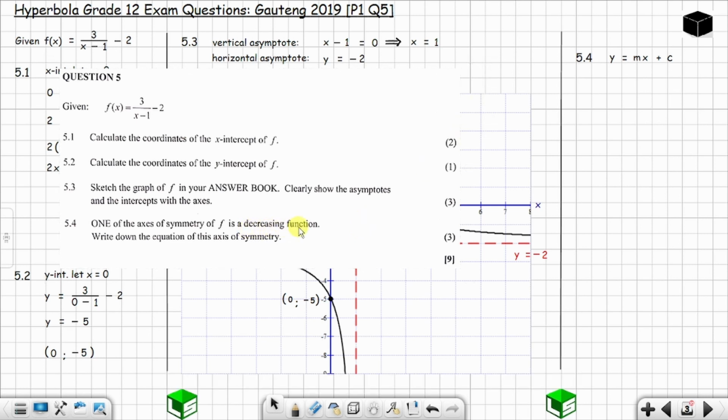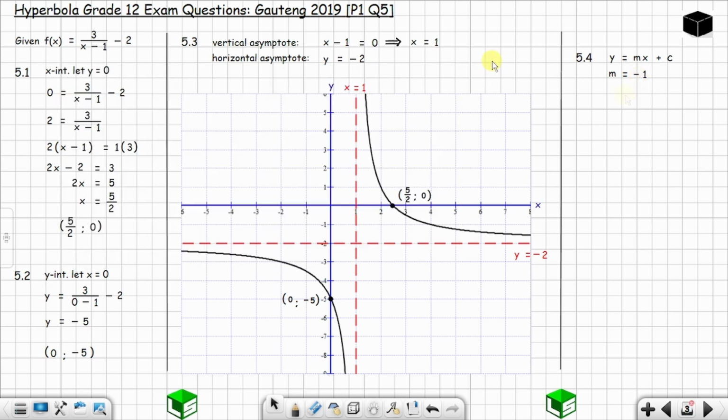Since it is a decreasing function, you know that the gradient m, or the slope m, is equal to negative 1. If it is an increasing function, the gradient is going to be equal to positive 1. When it is a decreasing function, it is negative 1. Remember that. So let's carry on. Now we have the gradient is equal to negative 1. We can substitute negative 1 inside there. Now this is going to be y is equal to negative 1 times x, which is negative x plus c.